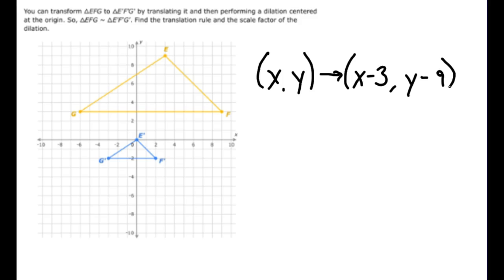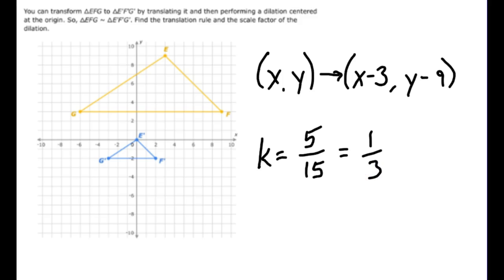Now for the dilation, we want to find that scale factor. Remember, we need to compare the ratio of the length of one side of our image to the length of the corresponding side of the pre-image. Easiest one to work with, since we have a horizontal line, is going to be GF and G prime F prime. So the length of our image is 1, 2, 3, 4, 5 units over, we have 6 units plus 9 more units, so 15 units, which will simplify to 1/3.